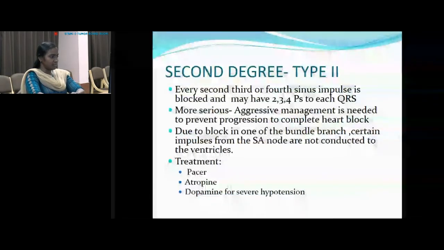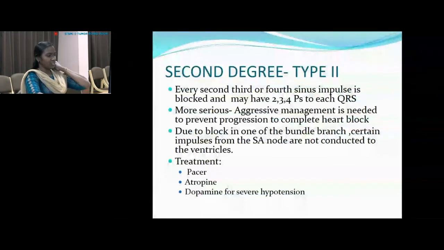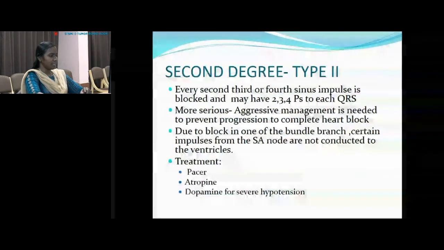Atropine and dopamine are given for severe hypotension, because of this skipping or dropping out of QRS, the cardiac output will decrease and the patient may go into hypotension and a syncopal attack. So that should be treated with dopamine, and atropine is given to increase the heart rate, and a pacemaker to correct the abnormal rhythm into normal sinus rhythm.